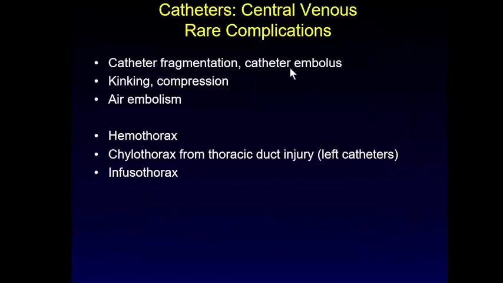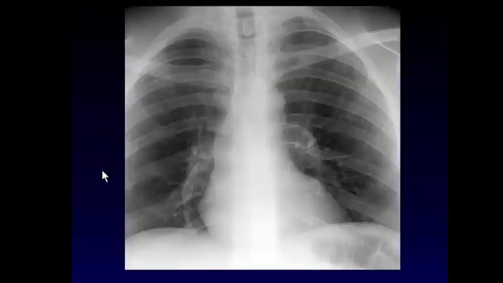So rare complications of central venous catheters include catheter fragmentation, resulting in catheter embolus, kinking or compression of catheters. Air embolism is rare. And in addition to pneumothorax, additional pleural complications include hemothorax, especially if an artery was punctured and has communication with the pleural space. Central lines placed from the left, if the puncture is deep enough and it injures the thoracic duct, could result in a chylothorax. And very rarely, if a catheter is placed in the pleural space, it can result in an infusothorax.